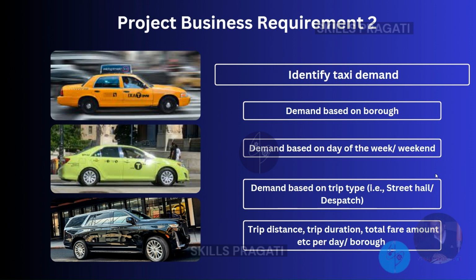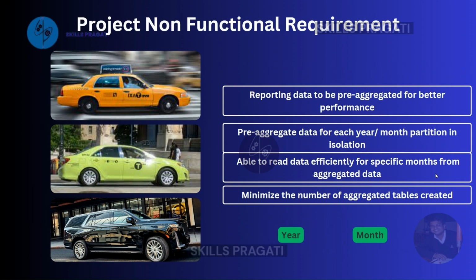So effectively a lot of the data is clip date, and below the non-functional requirements remain the same as the previous requirement. But I want to emphasize the last point here. We want to minimize the number of aggregated tables created. So we want to look at whether we can get these measures into the same table that we created earlier.